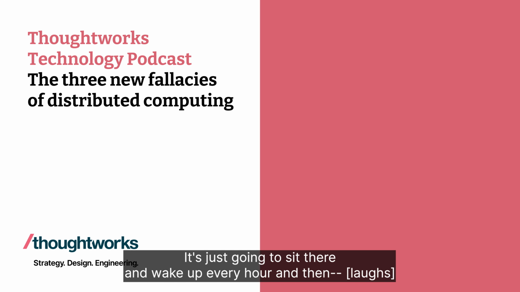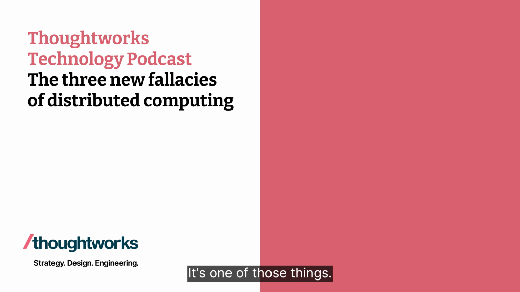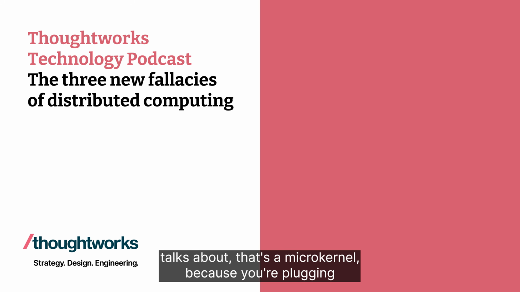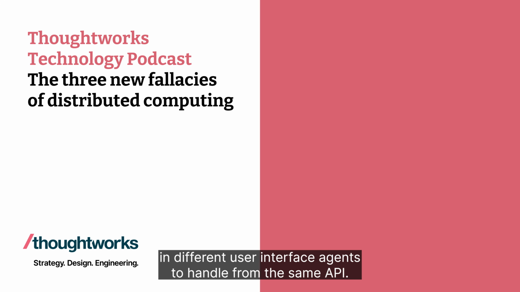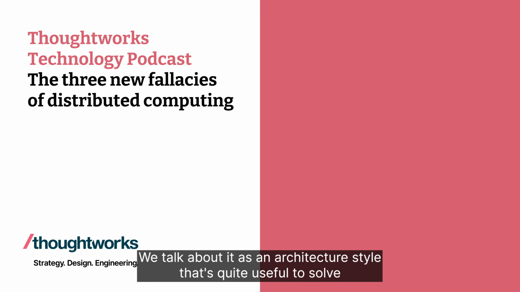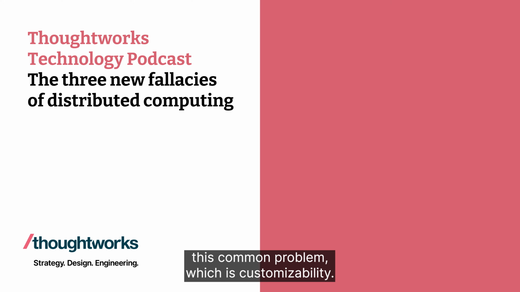It's just going to sit there and wake up every hour, and so it's one of those things. So the BFF pattern, the backend for front end pattern that Sam Newman talks about, that's a microkernel because you're plugging in different user interface agents to handle from the same API. So every time customizability comes up, microkernel is lurking there in the wings. And we talk about it as an architecture style that's quite useful to solve this common problem, which is customizability.